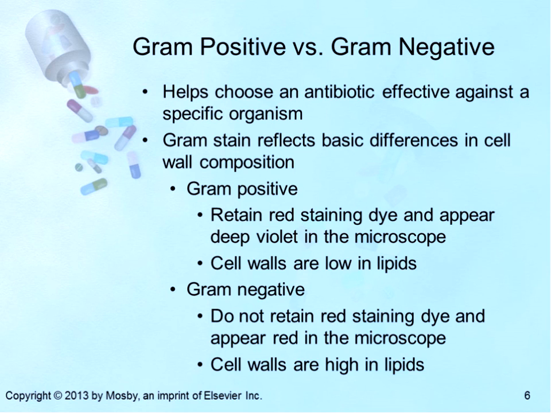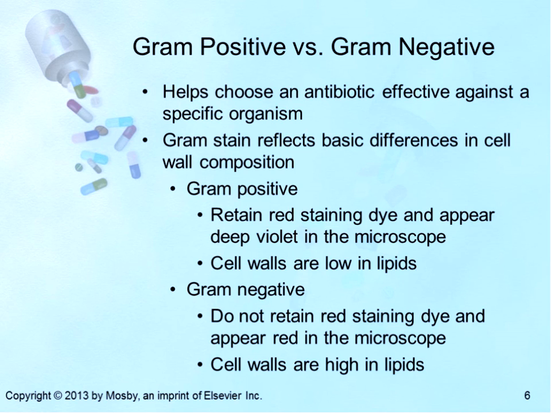So what are gram-positive and gram-negative bacteria? By knowing whether a bacteria is gram-positive or gram-negative, it helps us choose an antibiotic that's effective against a specific organism. We determine whether they're gram-negative or gram-positive by the gram stain. The gram stain reflects basic differences in the cell wall composition.